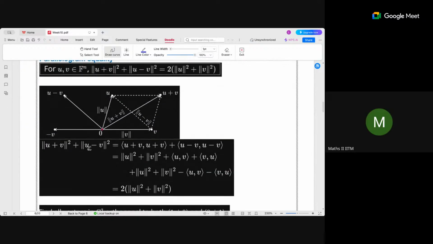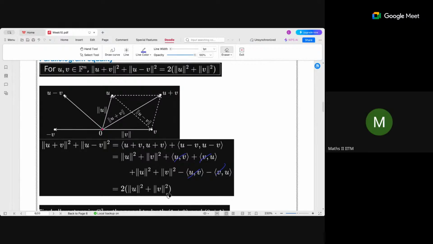So here you see that when we are splitting these things entirely, the identical terms get cancelled out, and what remains is 2 times norm u square and 2 times norm v square.